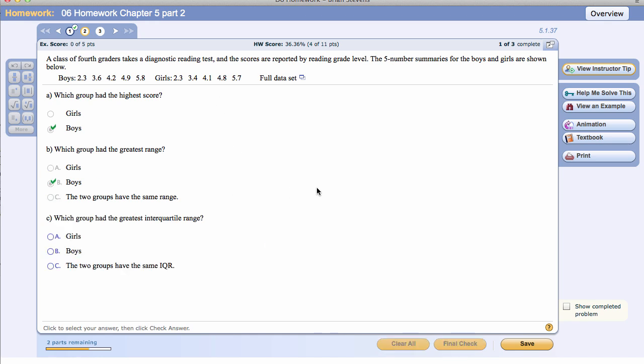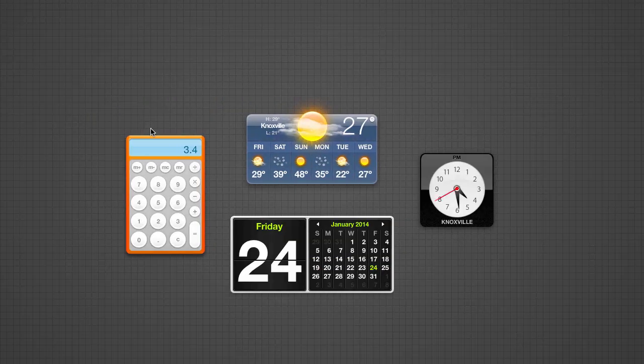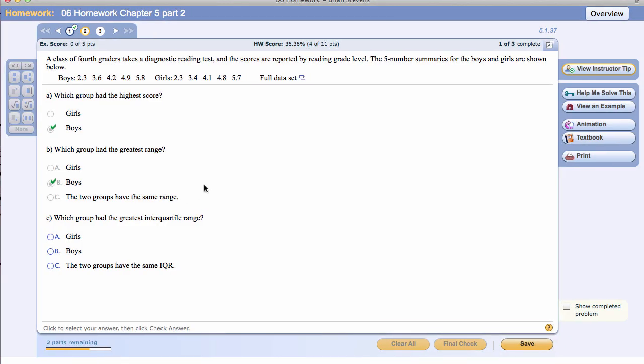Which group had the greatest interquartile range? Interquartile range is noted as the difference from Q1 to Q3. So with this in mind, looking at the boys, we see 4.9 minus 3.6. We should get 1.3. Now, with 1.3 in our head for boys, we can go over to girls and do 4.8 minus 3.4. That's because this is Q1 and Q3. Remember, this is a 5-number summary. We will get 1.4, which means for girls, they have the greatest interquartile range of these two data sets.